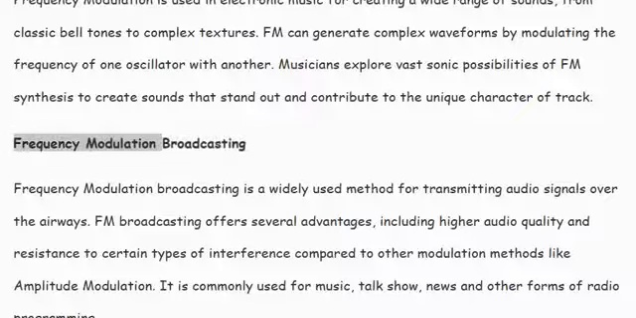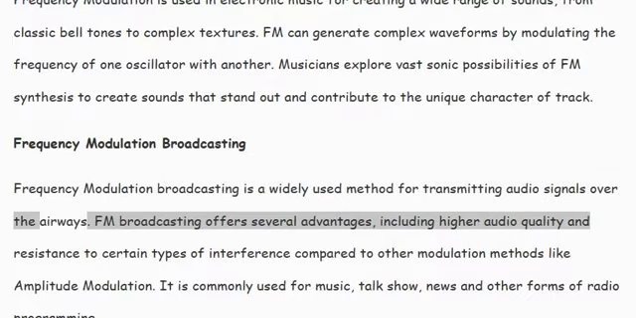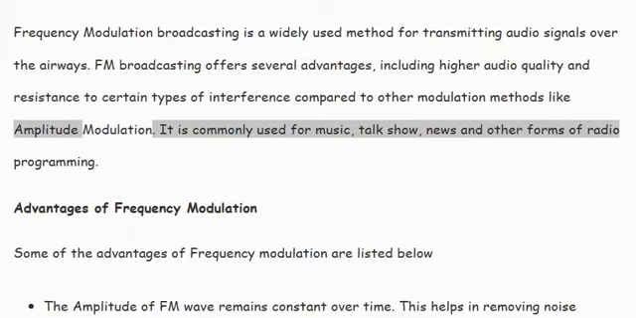Frequency modulation broadcasting. Frequency modulation broadcasting is a widely used method for transmitting audio signals over the airways. FM broadcasting offers several advantages, including higher audio quality and resistance to certain types of interference compared to other modulation methods like amplitude modulation. It is commonly used for music, talk shows, news, and other forms of radio programming.